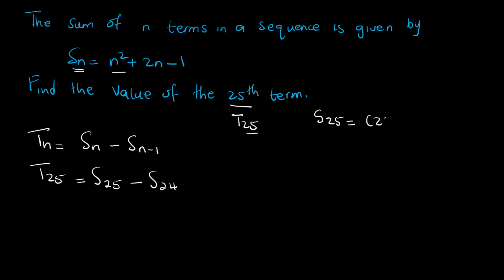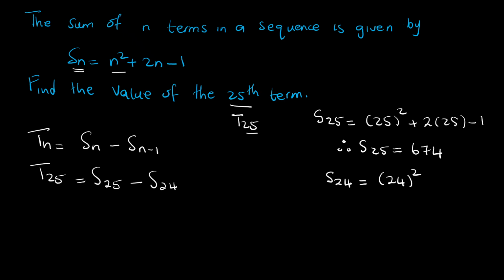So this will be 25 squared plus 2 into 25, then minus 1. Therefore, the sum of 25 terms is equal to, so we need to punch this on the calculator. This gives us 674. Then we say the sum of 24 terms is equal to, where there's n, we need to put 24.